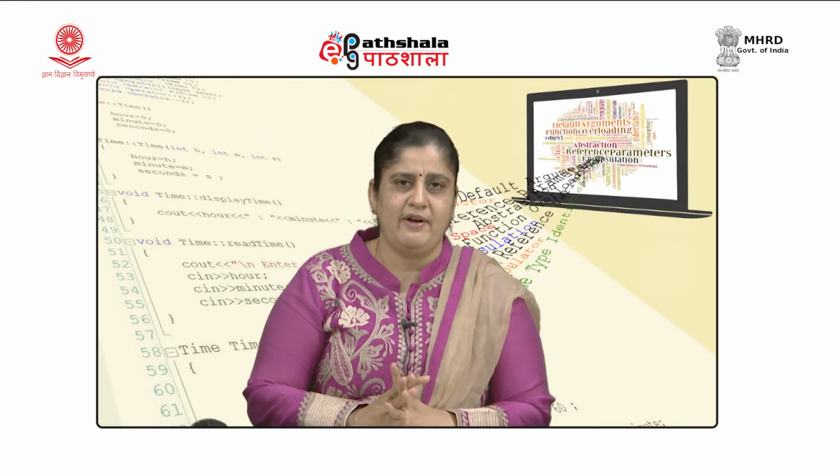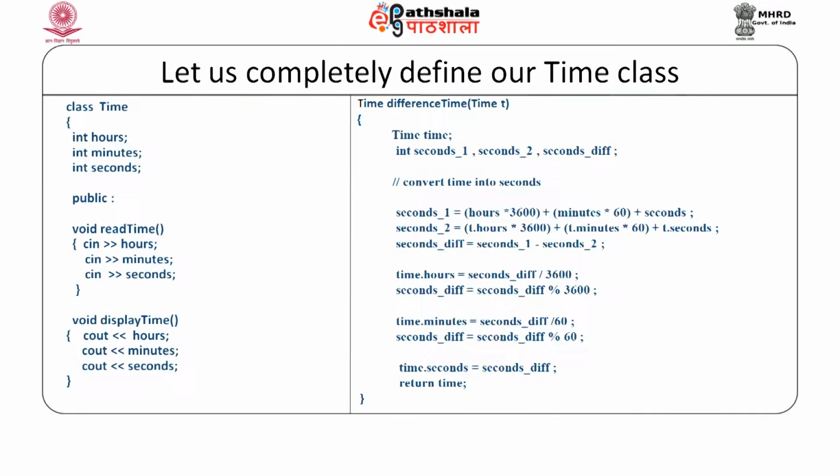So, let us try to define the class time in a more complete way. In the earlier specification, we defined 2 operations. Let us extend the number of operations that we wish to have in the class. We may want to read the time, we may want to display the time, we may want to find the difference between 2 time objects. So, this is the function which would find the difference between 2 objects in the class.